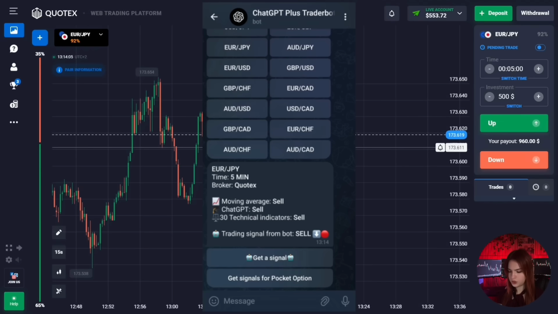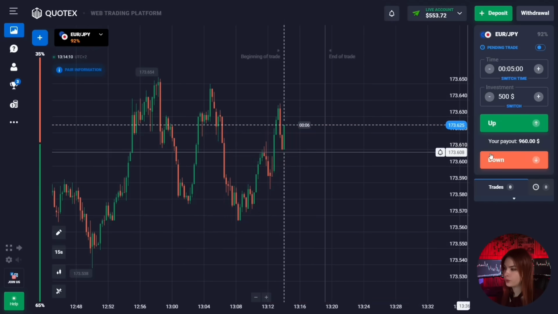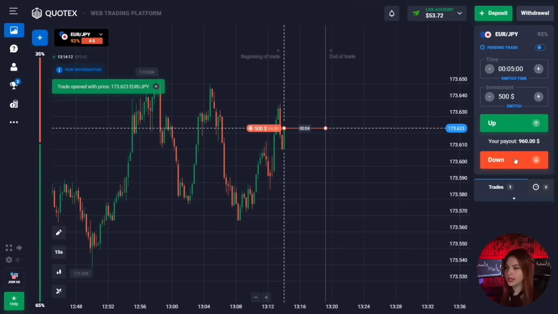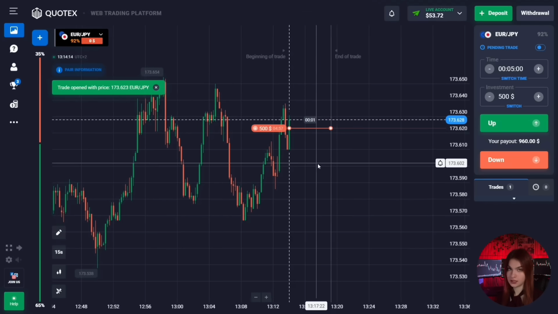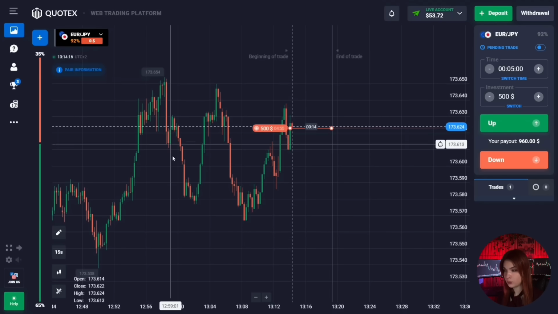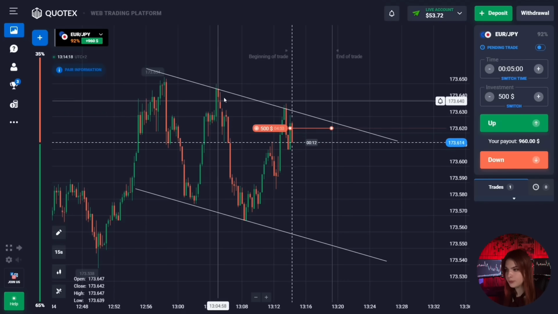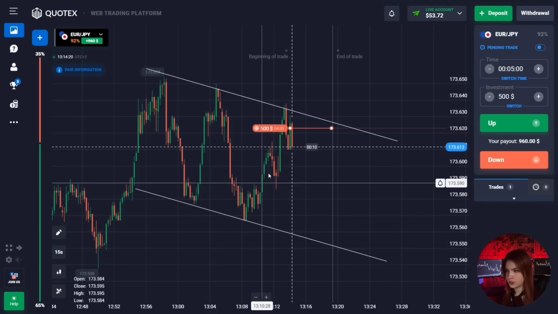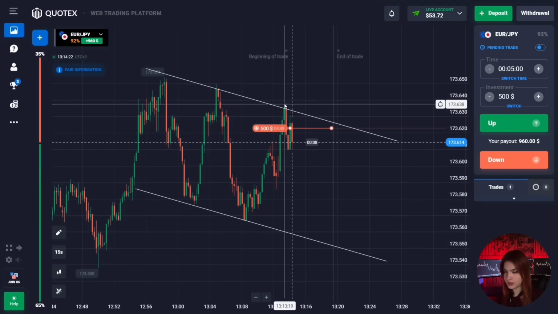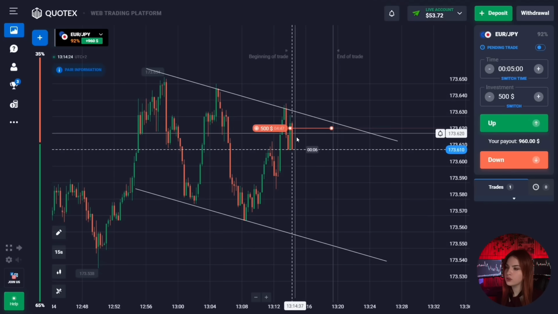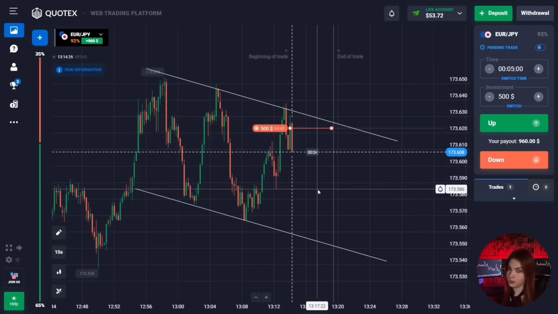So guys, in this situation, the bot suggests that we open a deal down. Well, let's agree with the bot and click the red button. Guys, at the same time, we can see that the price is currently moving in waves. A downward corridor is forming. Currently, the price has turned around and red candles are beginning to form. We can also see that the main price highs are becoming lower.